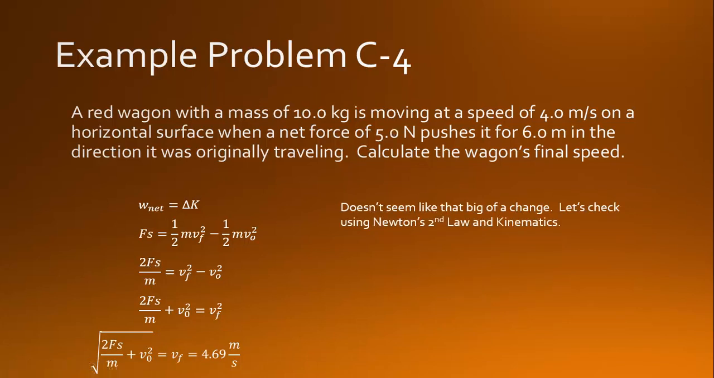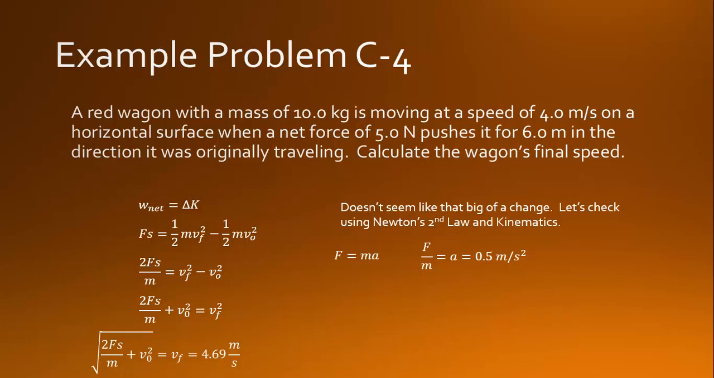Now this doesn't seem like a very big change in speed, does it? We went from 4 meters per second to 4.69, and I have this force acting on the cart for 6 meters. And 6 meters is a pretty decent distance, at least I would think of it that way for a 10 kilogram wagon. And 5 newtons maybe isn't that gigantic of a force, but let's see if it works out by using Newton's second law and kinematics. So force equals ma, so we can calculate the a.